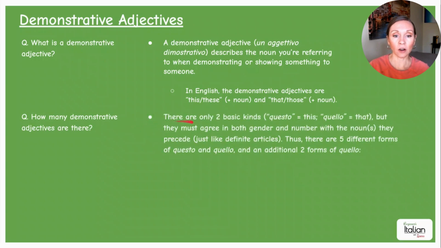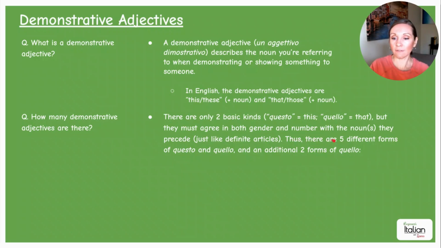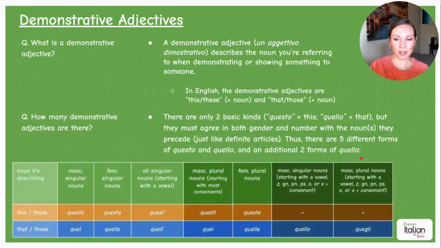Okay, so how many demonstrative adjectives are there? Well, there are only two basic kinds. So questo, which means this, and quello, which means that. But they must agree in both gender and number with the noun or nouns they precede, just like definite articles. Thus, there are 5 different forms of questo and quello, and an additional 2 forms of quello. So I've put them into a nice little chart for you.